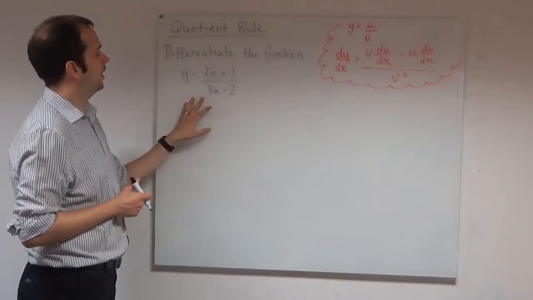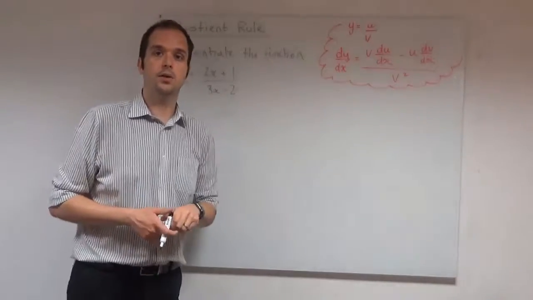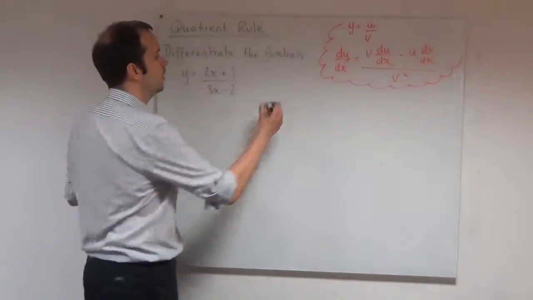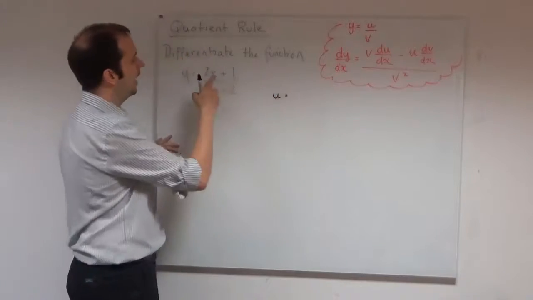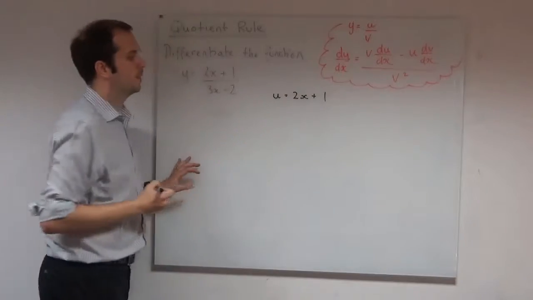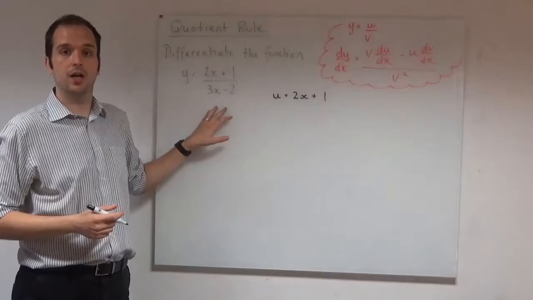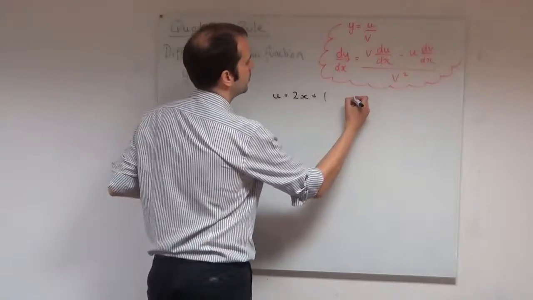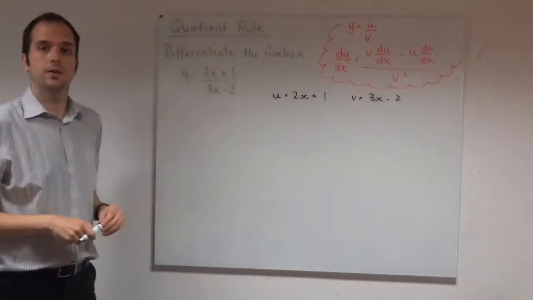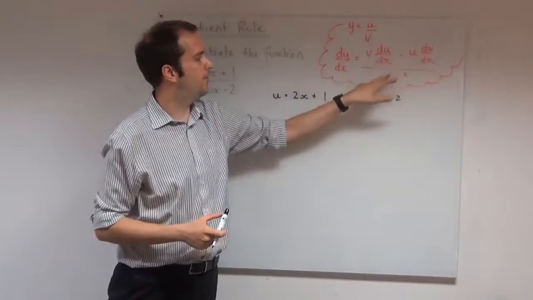So let's have a look at our example. We have y is equal to 2x plus 1 over 3x minus 2. Now u is always the numerator, the function on top. So let's define u as our 2x plus 1. V is our denominator, the function that's in the bottom of the fraction. So v in our example is 3x minus 2.